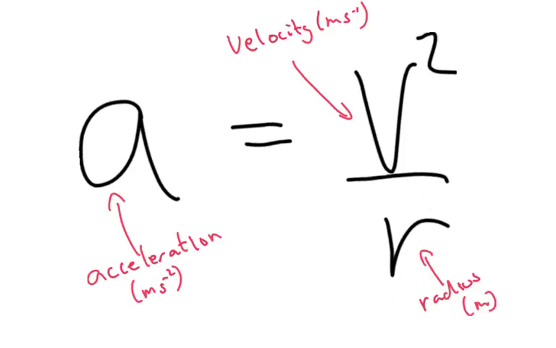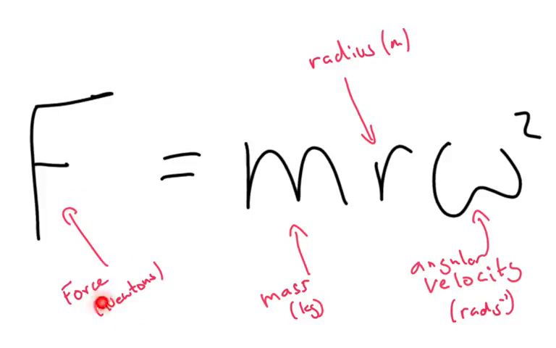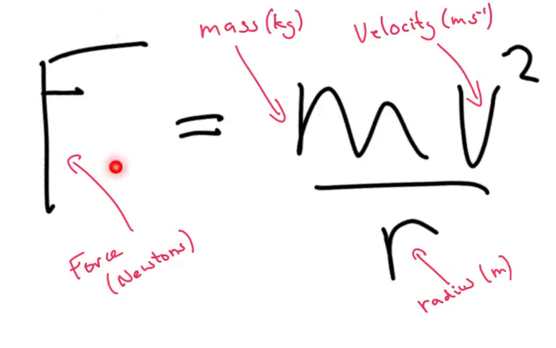Force, which is measured in newtons, is equal to mass in kilograms times the radius in meters times omega squared, which is the angular velocity measured in radians per second. Force, which is measured in newtons, is equal to mass in kilograms times velocity, which is meters per second, squared, divided by the radius, which is measured in meters.